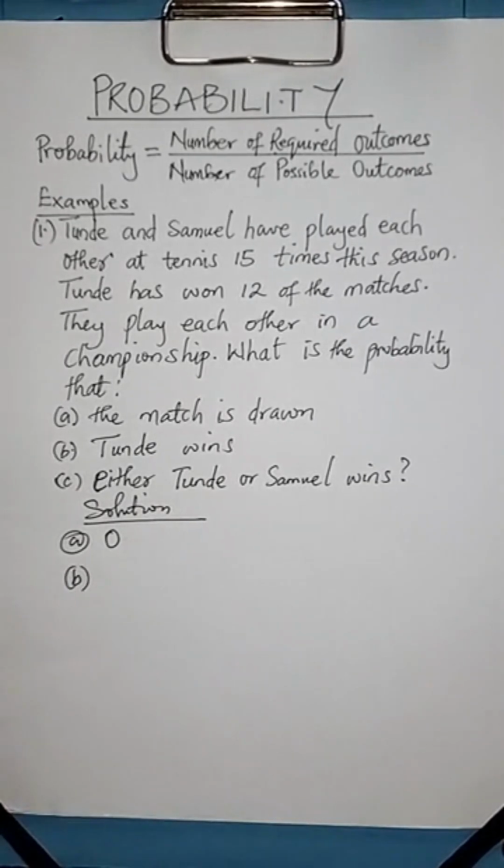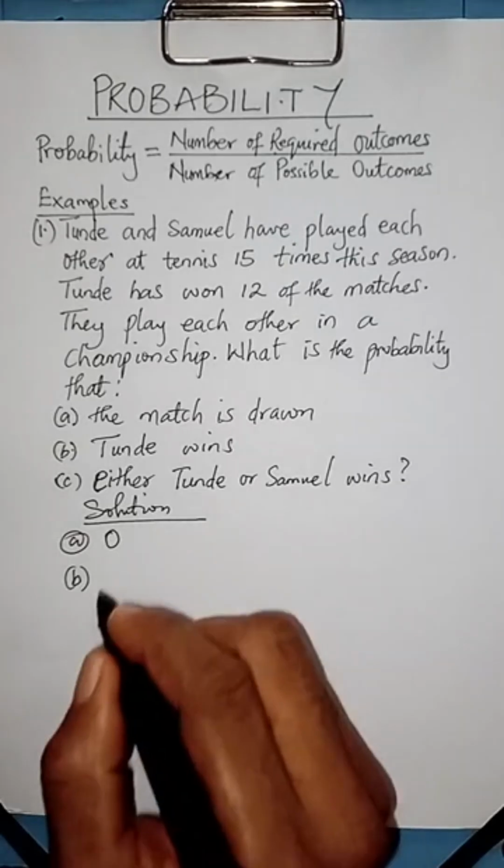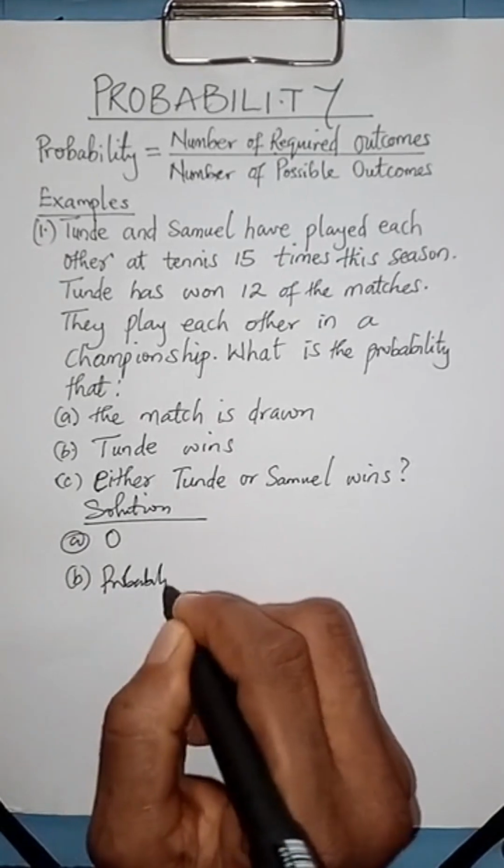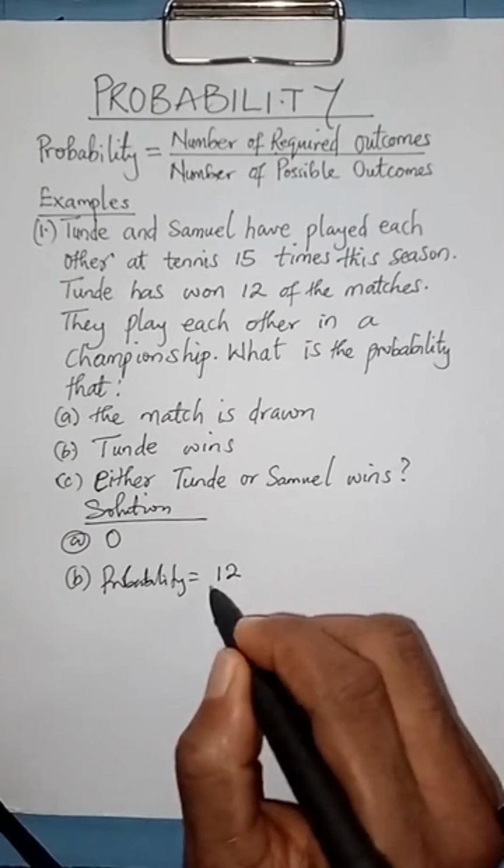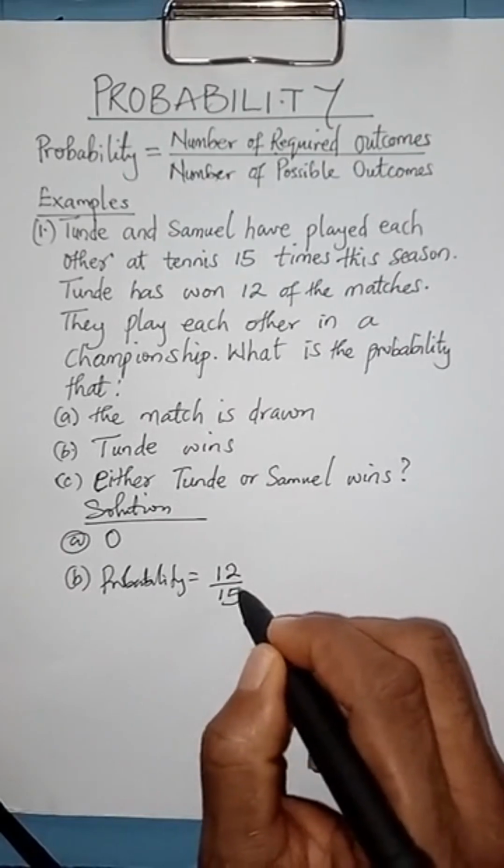The B part of the question says, what is the probability that Tunde wins? Now look at the question. How many times has Tunde won the match? Tunde has won 12 times. So that happens to be the required outcome. And what is the number of possible outcomes? The number of times they played each other, 15 times. So the probability that Tunde wins will be 12 out of 15.